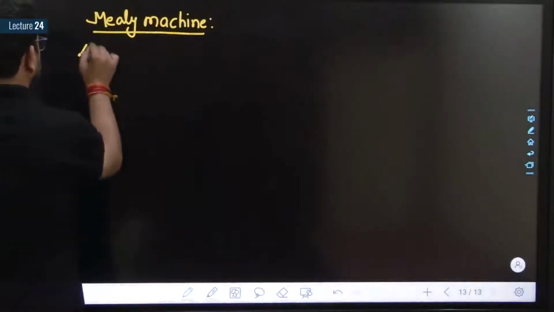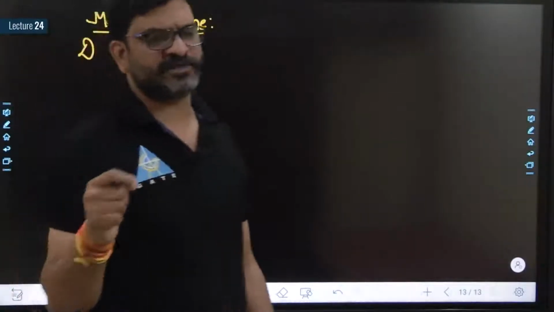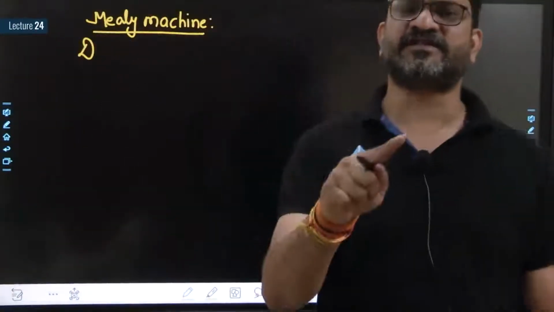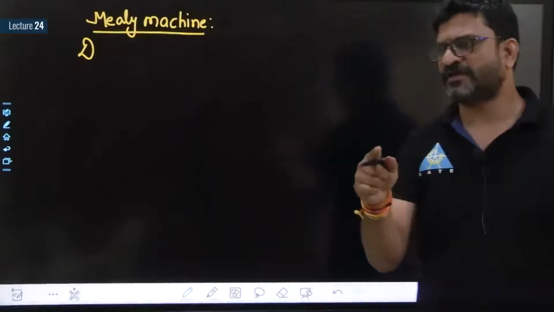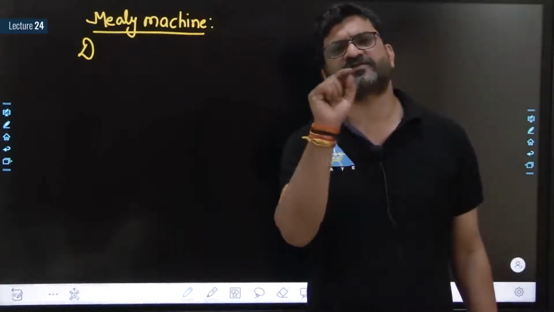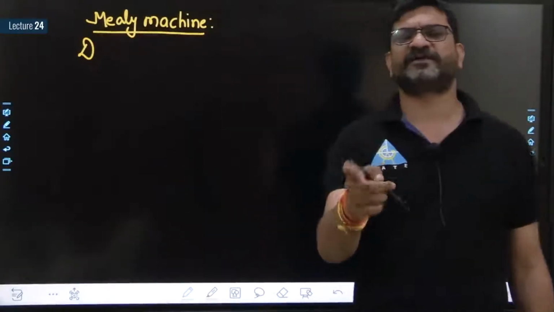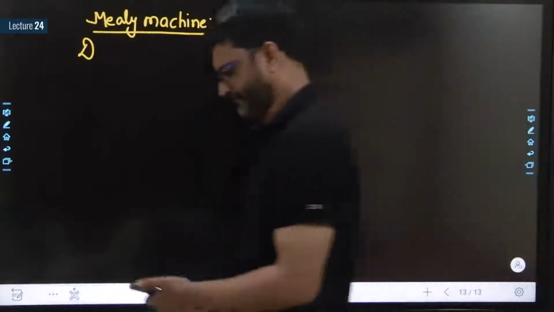What is the definition of the Mealy machine? Each and every output is associated with the transitions. What is in Moore machine? Output is associated with the state. In Mealy machine, output is associated with the transition.